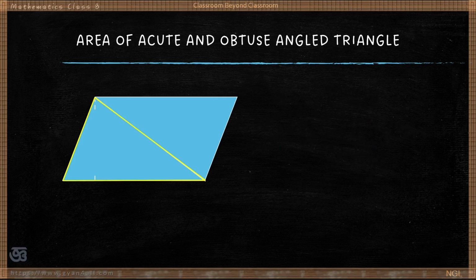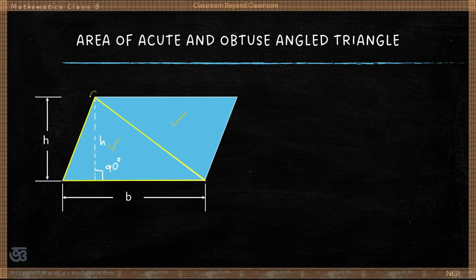Now, what about the acute and obtuse angled triangle? If we draw a diagonal like this, we get two acute angled triangles, and both these triangles are congruent. And what is the area of the parallelogram? That is the same, base multiplied by h, and this h is the altitude, not the length of the adjacent side. If we draw a perpendicular from this apex, and here we get 90°, then this is also called the altitude h, and this is equal to this h itself.